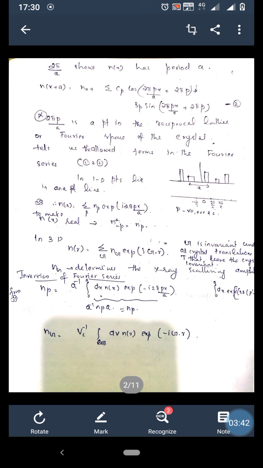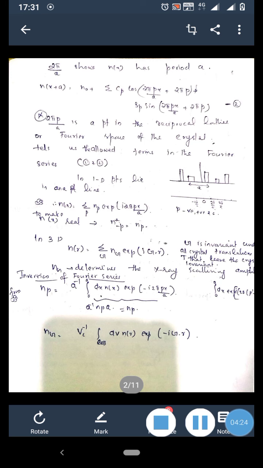Suppose we take n of x plus a, then that will be equal to n0 plus summation of cp cos 2 pi px by a plus 2 pi p, plus sp sin 2 pi px by a plus 2 pi p. So if it has a period of a, we can assume that 2 pi p by a is a point in the reciprocal lattice or Fourier space of the crystal.